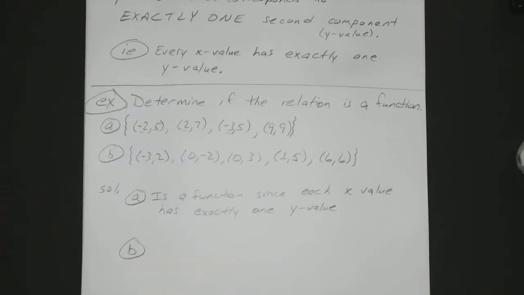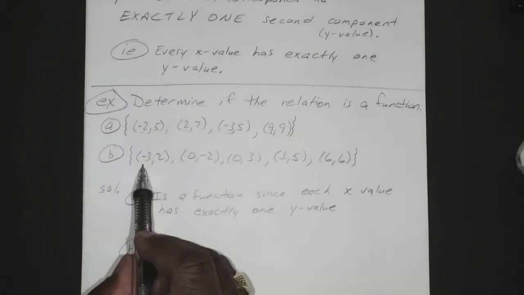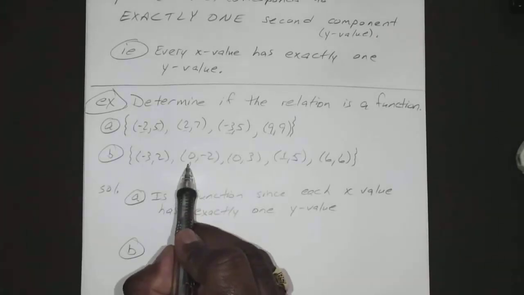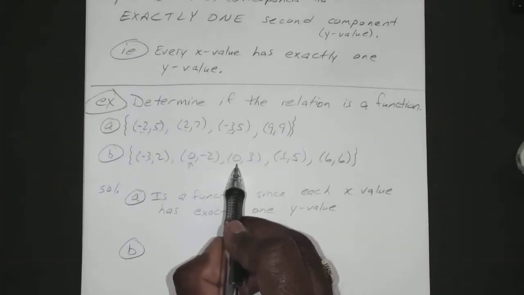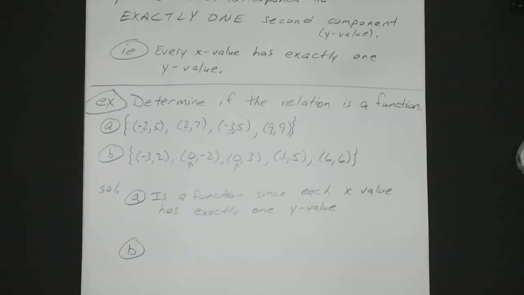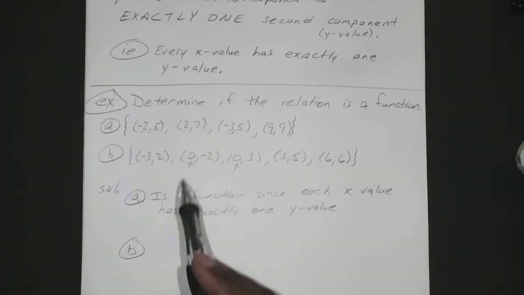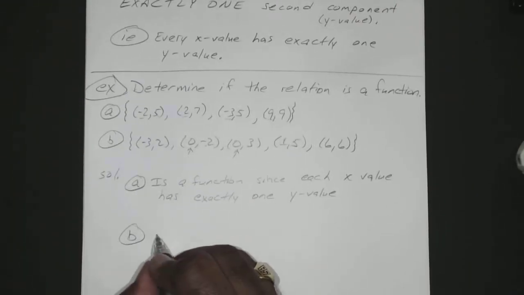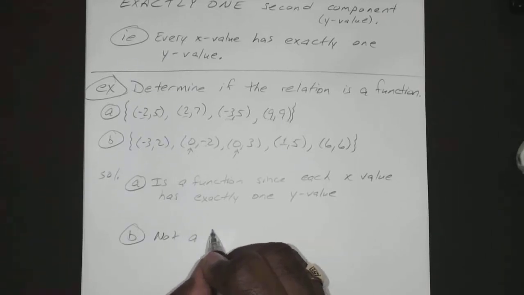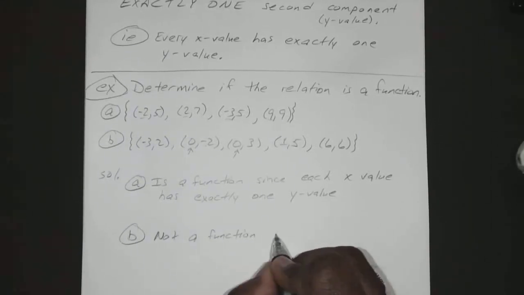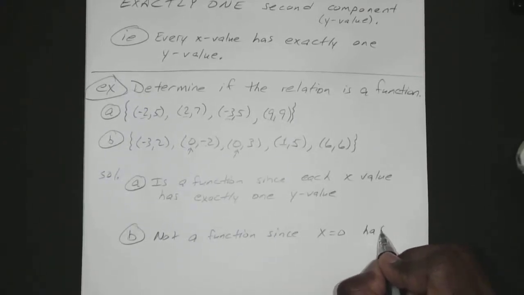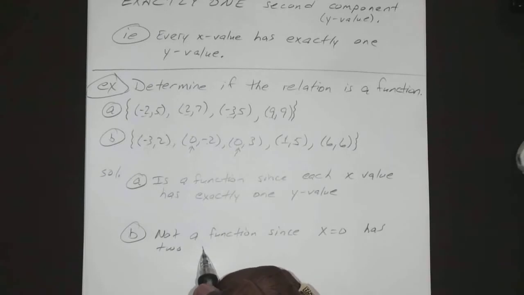Now with B, if we look here, we see -3 has exactly one y value. You don't see it pop up anywhere else. But if you look at x equals 0 here and x equals 0 there, you have two different y values. Okay, so this one's not a function, since x equals 0 has two y values.